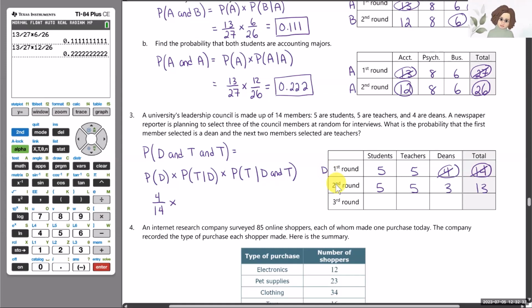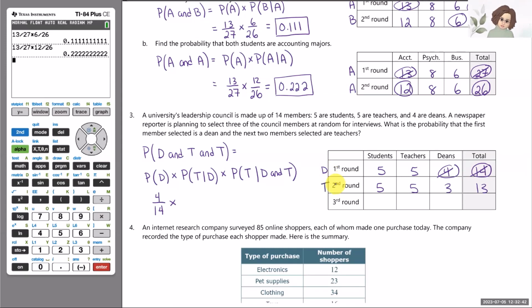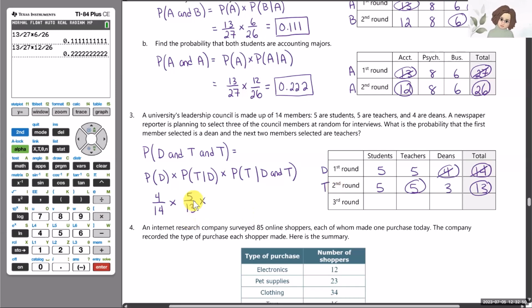And now they're ready to pick the second person to interview, and we want the probability that we pick a teacher. So 5 out of those 13 are teachers. So we got our 5 out of 13, and then we're ready for our third pick.